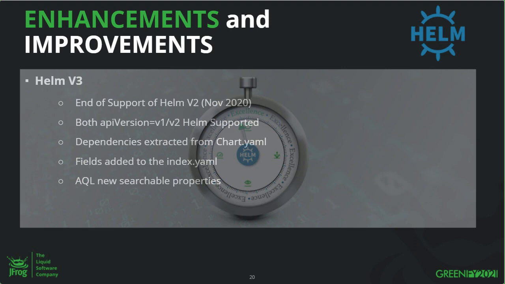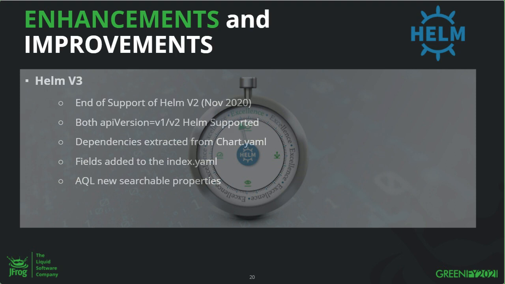Next, I'm going to briefly touch on the latest improvements we did with Helm. So we added support for Helm 3 formats. Helm 3 is, of course, the API version v2, a bit confusing, chart that was introduced in our 7.11 release of Artifactory in the JFrog platform.